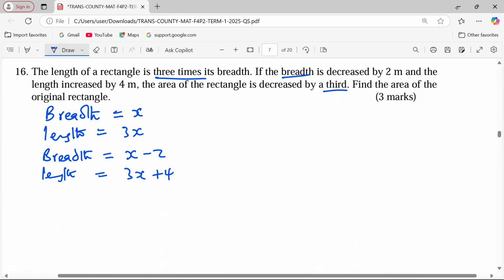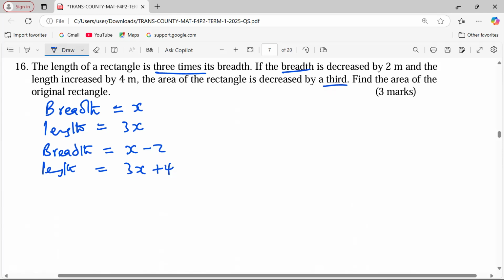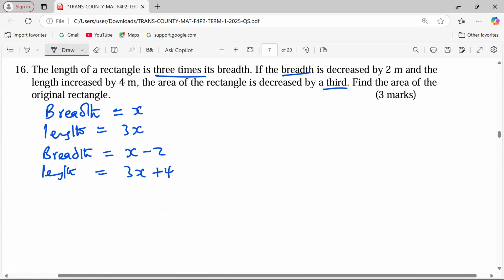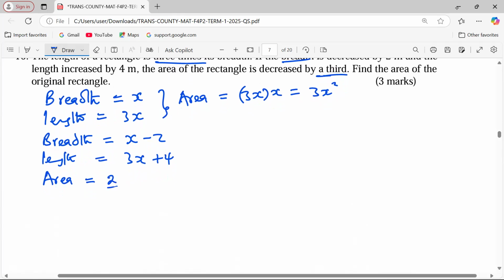The area of the rectangle is decreased by a third. So the original area was 3x by x, which is 3x squared. Now if it has decreased by a third, it should become 2/3 of the original. I hope that language is now clear.